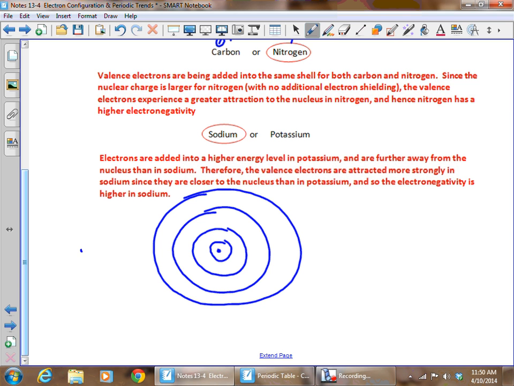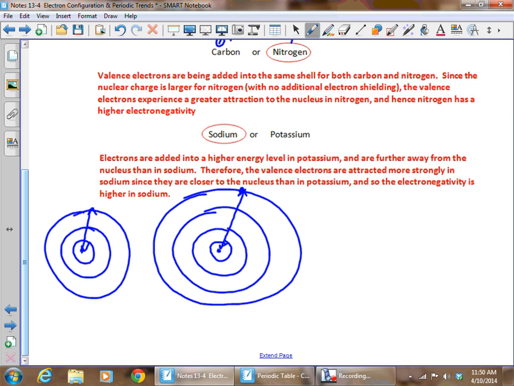There's potassium, there's sodium. With that distance away from the nucleus, Coulomb's law, remember Coulomb's law says the attractive force is not going to be as great for the electron in that fourth energy level out here as it is for the third energy level in sodium. So sodium's going to have that higher electronegativity, the higher, stronger attractive force for those electrons.